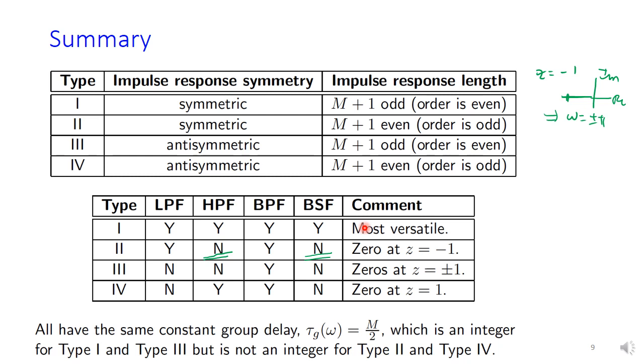The most versatile system would be the type 1. With that you could design low pass filter, high pass filter, band pass filter and band stop filter as well. On the contrary, type 2, you could design only low pass filter and band pass filter and not high pass filter or band stop filter. Again, the first table we have already covered, type 1, 2, 3, 4.